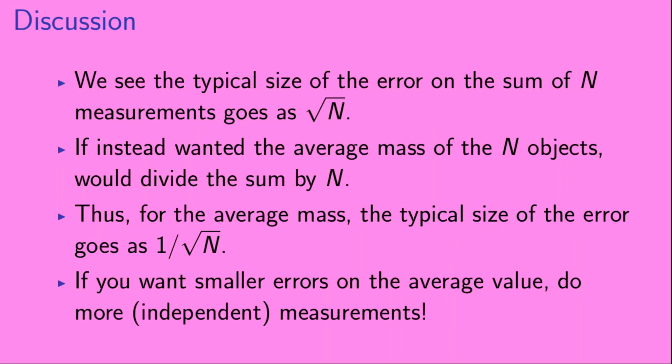Okay, so let's talk about what we've just seen. We see that the typical size of the error on the sum of the n measurements goes as the square root of n. But if instead we wanted the average mass of the n objects, we would divide that sum by n. And this means that for the average mass, the typical size of the error would actually go as 1 over the square root of n. So this means that if you want smaller errors on the average value, then you should do more measurements, as long as those measurements are independent of each other.